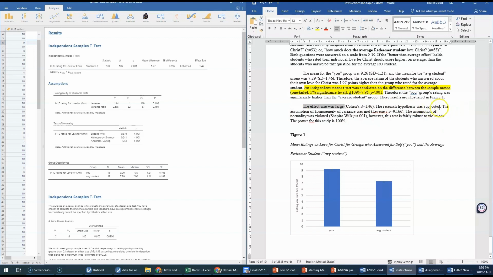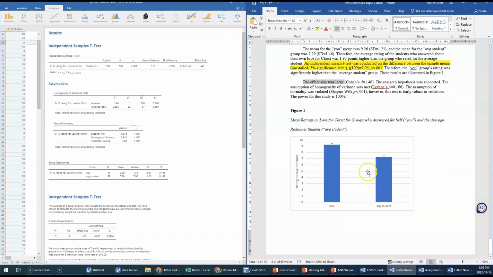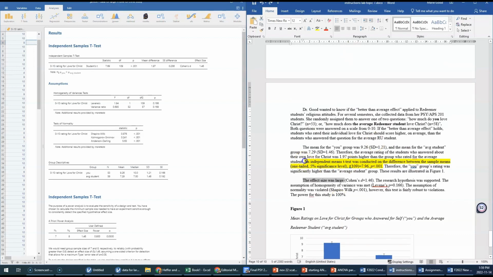Now we'll report the assumptions. The assumption of homogeneity of variance was met. So I'm reporting Levene's p-value, 0.166. The assumption of normality was violated. So we're reporting the test of normality, Shapiro-Wilk. The p-value was low, right? Less than 0.05. So it's a violated assumption. And then I just say, however, this test is fairly robust to violations. And finally, reporting the power, which in this case rarely is, I mean, it is rare to see this. We have a study with 100% power. And that is that.